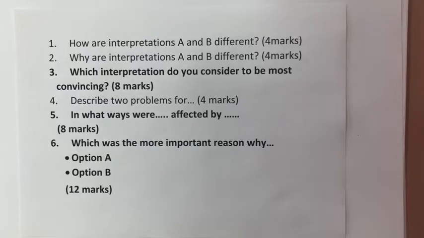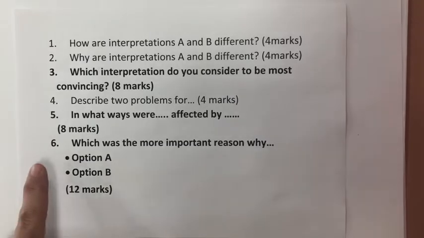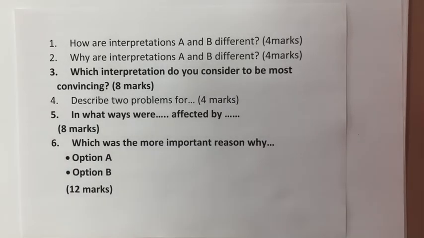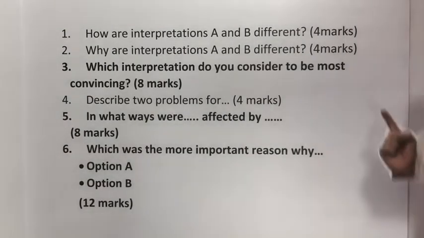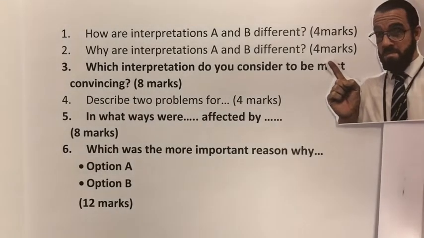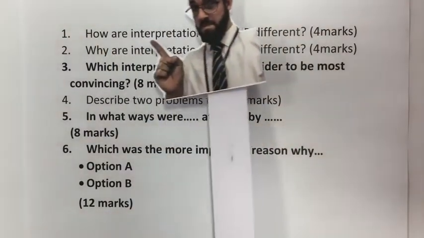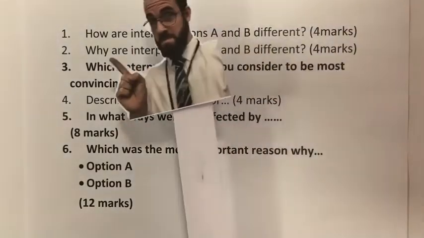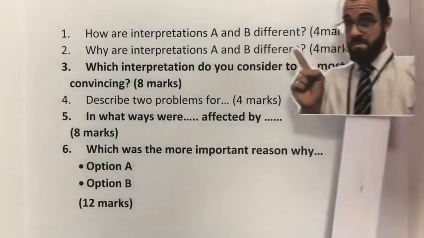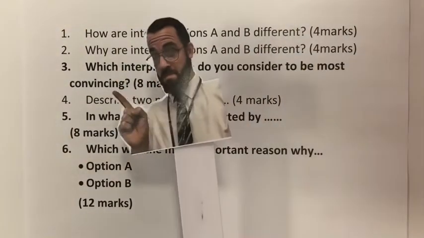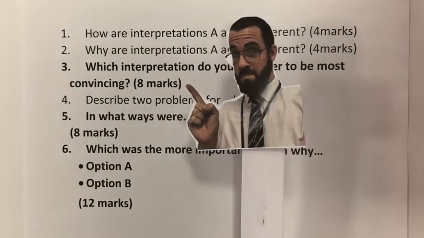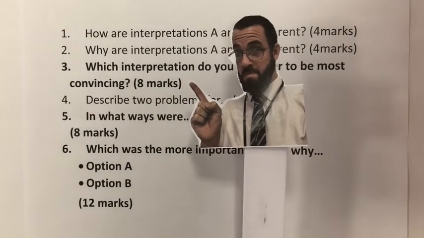Okay, so these are the different types of questions you're going to have. Notice that on the Germany paper, there are actually 6 questions, as opposed to all the other papers where there are 4. Let's start with the interpretation section. How are interpretations A and B different? Why are interpretations A and B different? And which interpretation do you consider to be the most convincing? This one's the trickiest one. That's why it's worth 8 marks.